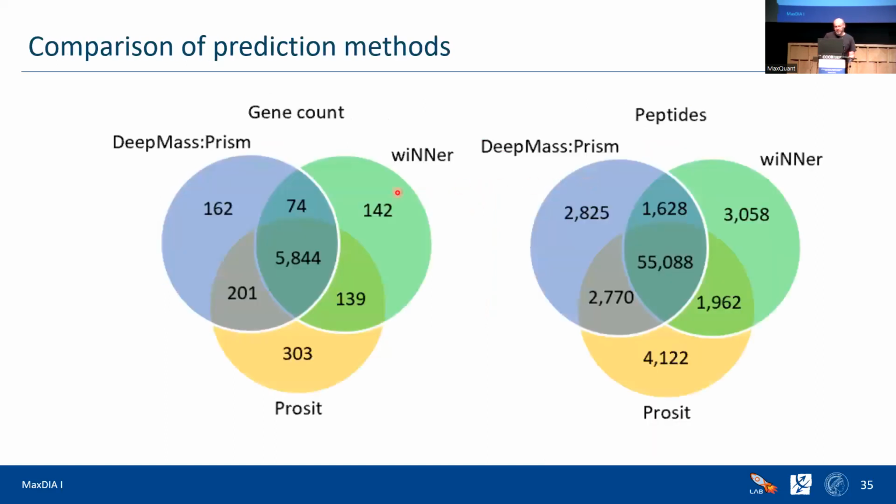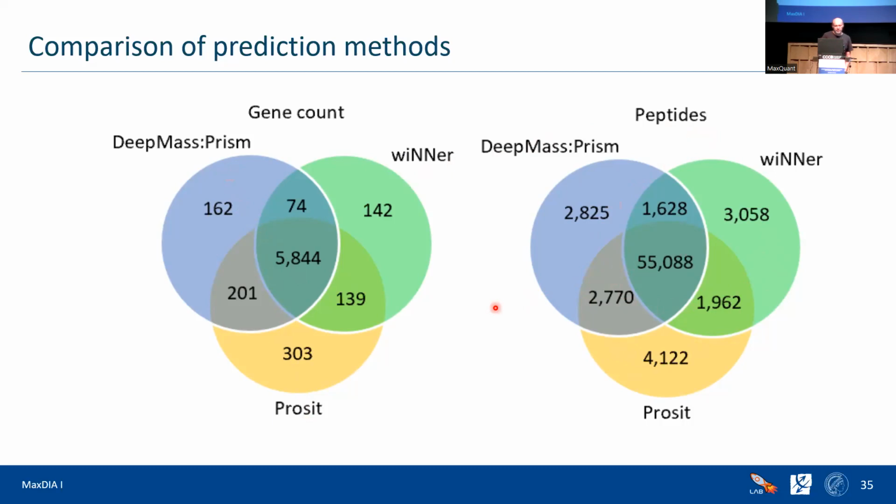So then how does it compare now if we use different prediction algorithms for predicting these spectral libraries, these in silico spectral libraries? And what we can see is that at least if you use some of the good algorithms, the results are not changing much. So the gene count is actually more or less the same if you use DeepMass Prism, if you use ProSet, or if you use winner. And same is true for the peptides. So you see the unique numbers are actually very small compared to the peptides that are in common between all three methods. So that means it doesn't matter.